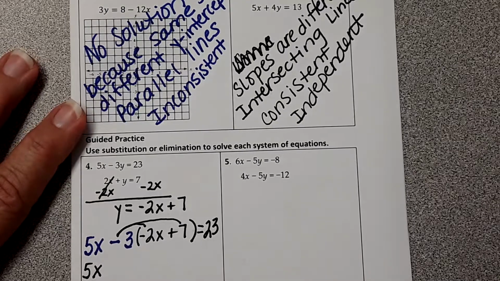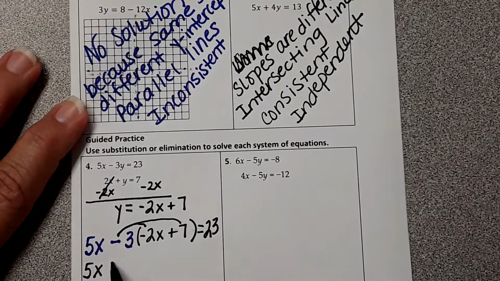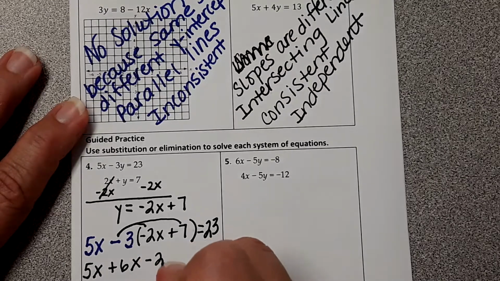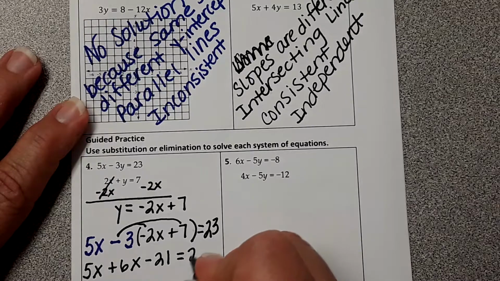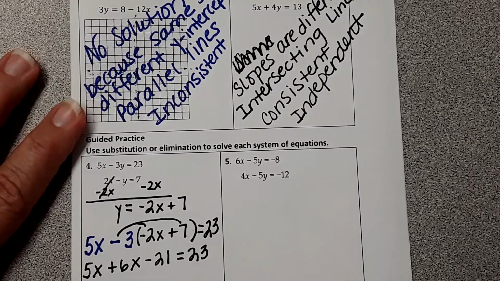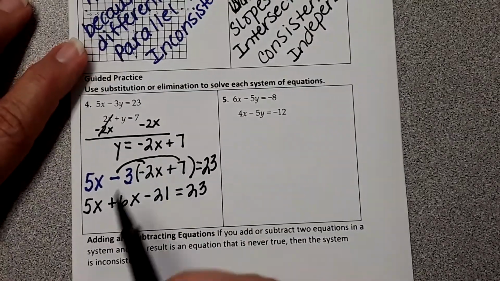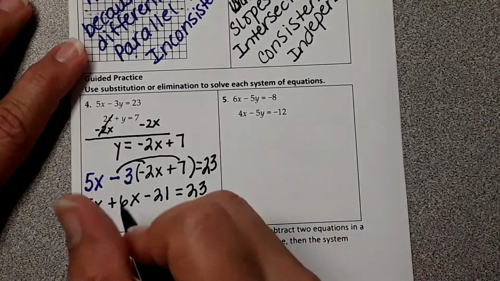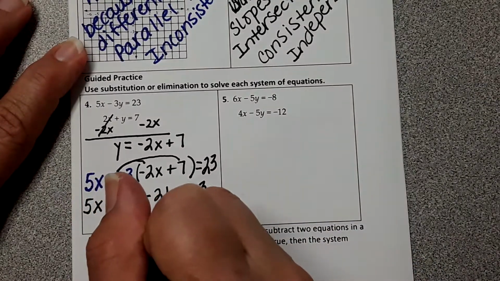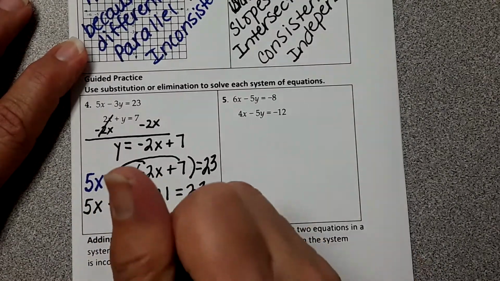What is negative 3 times negative 2? So it's going to be positive 6x. Negative 3 times positive 7. And then 5x plus 6x is, I'll help you out.